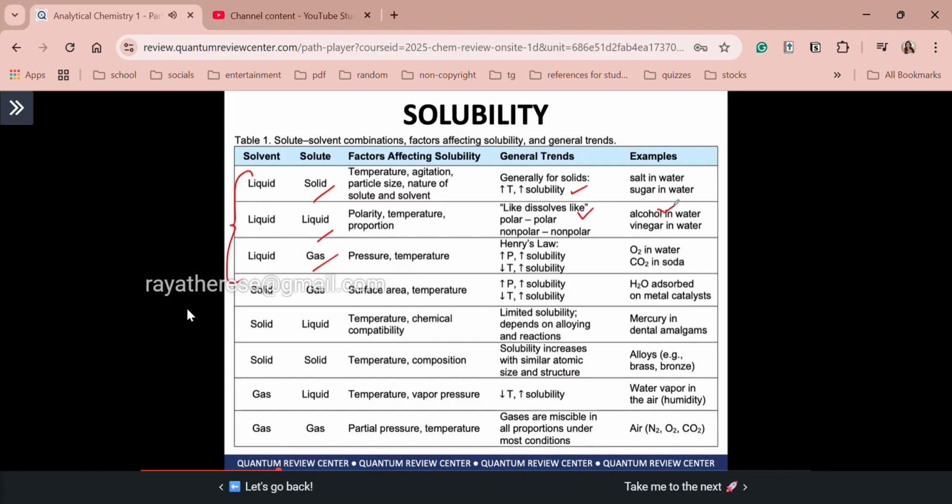Kaya nga ang alcohol in water pwede. So, low molecular weight alcohols like ethyl alcohol and isopropyl alcohol can dissolve in water because both are polar. Acetic acid in water is also possible. So, when you dissolve vinegar in water, compatible, parehong polar. Paano kung non-polar? O mga organic compounds, guys. Di ba, ang mga organic compounds, they're soluble in organic solvents. Okay? Next, gases and liquids.